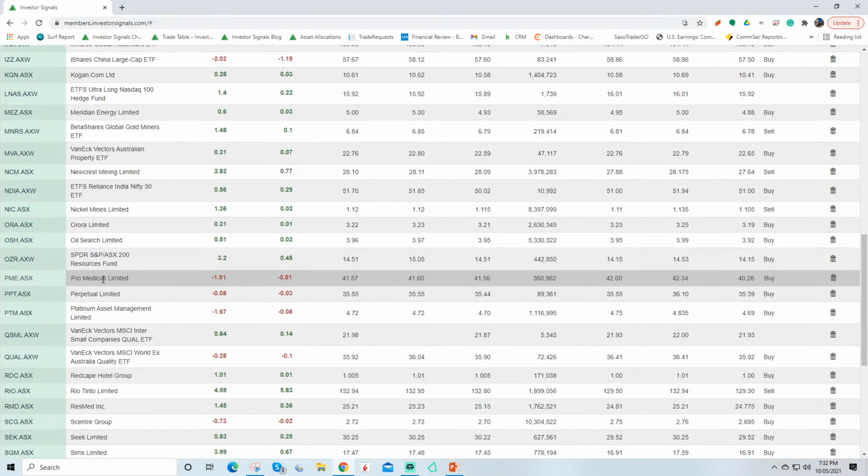So Pro Medicus is one of those examples that I referenced where I was saying that some of these stocks are not quite ready, but Pro Medicus has pulled back from its highs. It's a fabulous growth story within the medical space. Global company. We've owned it before, we've taken profit on it, and I'm watching closely for a pullback and a switch to algorithm buy signals there before we look to add Pro Medicus back in again.